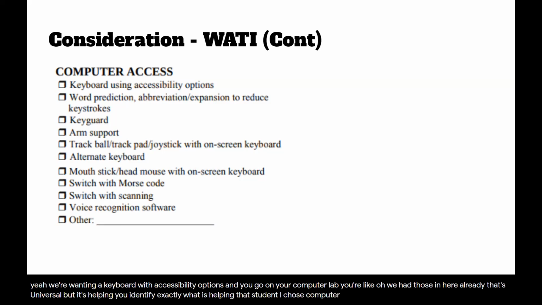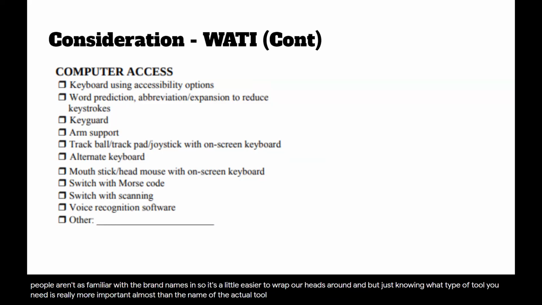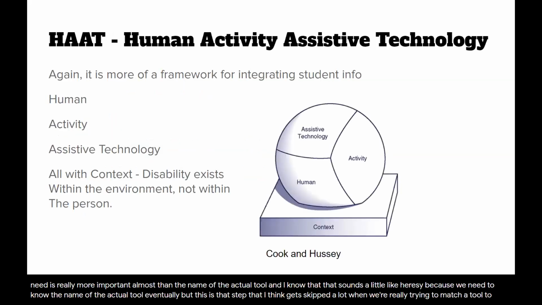I chose computer access because I think that's an area that a lot of people aren't as familiar with the brand names in, so it's a little easier to wrap our heads around. But just knowing what type of tool you need is really more important almost than the name of the actual tool. And I know that that sounds a little like heresy because we need to know the name of the actual tool eventually. But this is that step that I think gets skipped a lot when we're really trying to match a tool to a student.